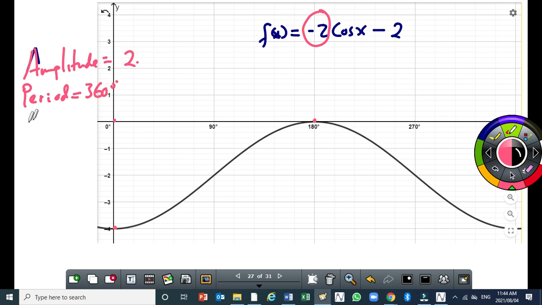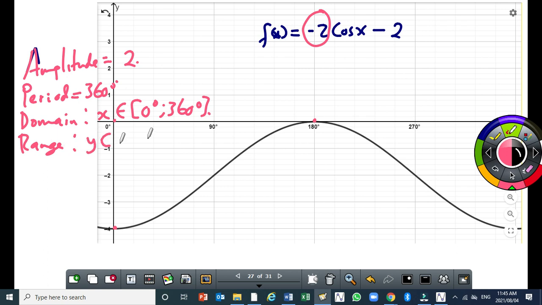The domain: x is an element that's starting from 0 degrees up to 360 degrees. The range, our minimum is negative 4, so it will be y is an element that's starting from minus 4 to 0. So you should have that.